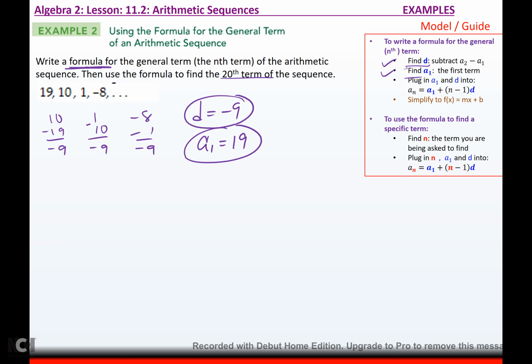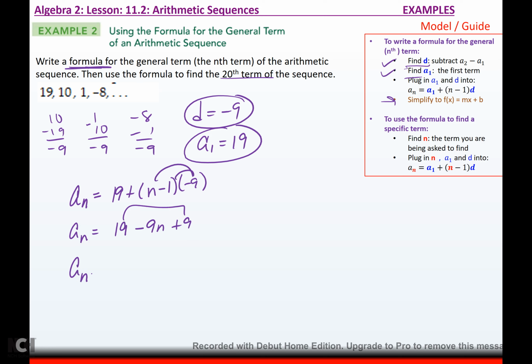Then it says plug those two into my formula. So I have a sub n equals a sub 1, which is 19, plus n minus 1 times negative 9. Right? And now if I simplify this, I would get 19 minus 9n plus 9, because I distribute. Combine like terms, and to get the nth term, I would take negative 9n plus 28. There's my formula for the nth term of my arithmetic sequence.